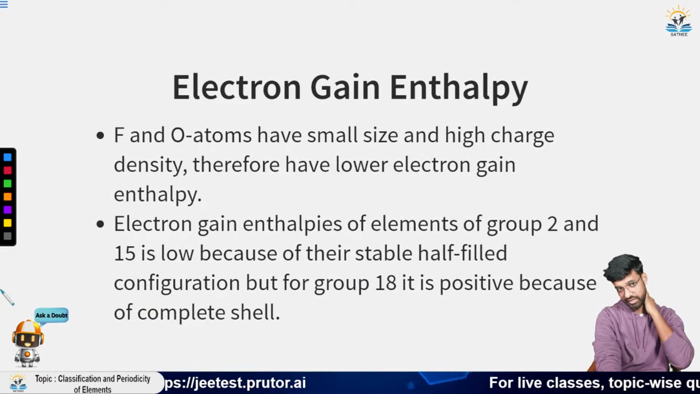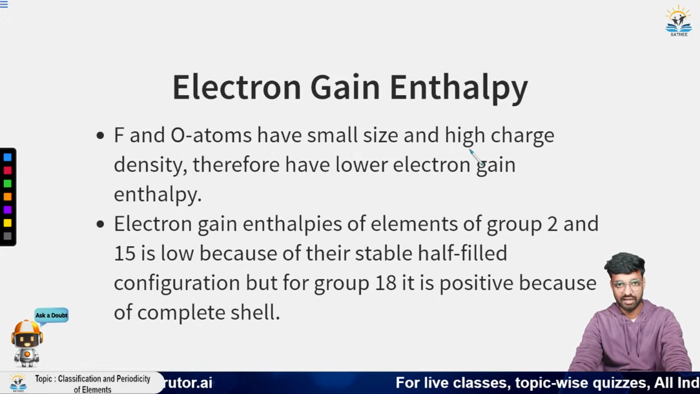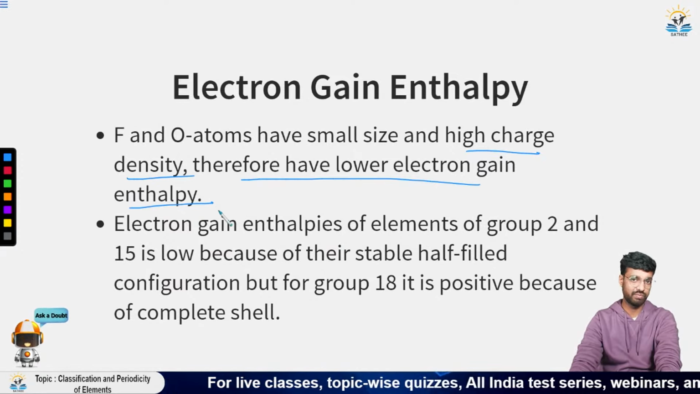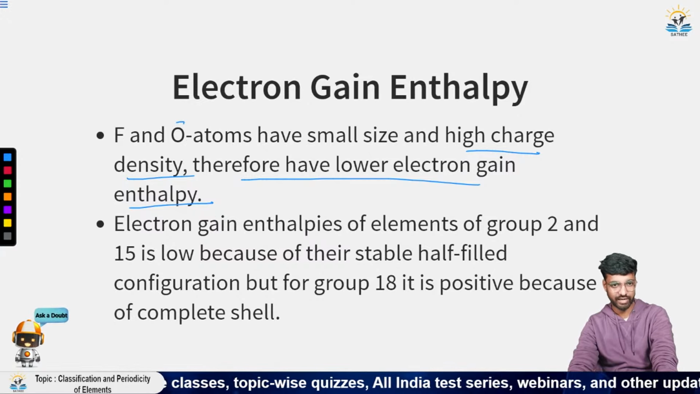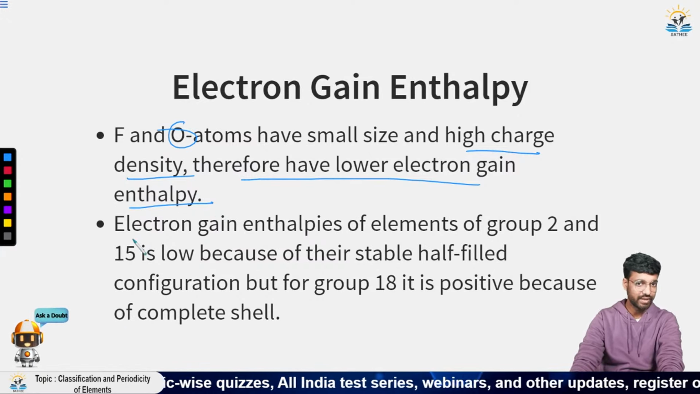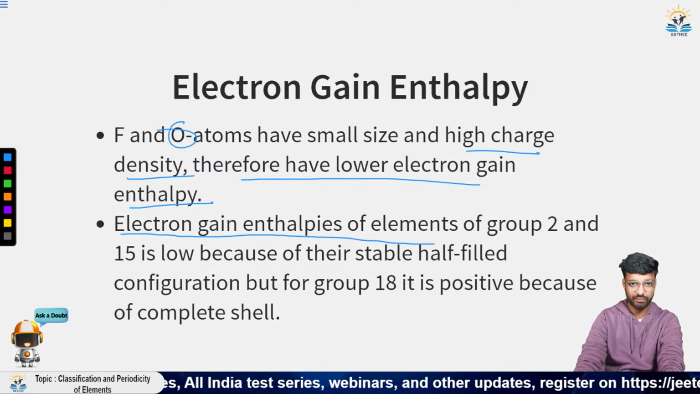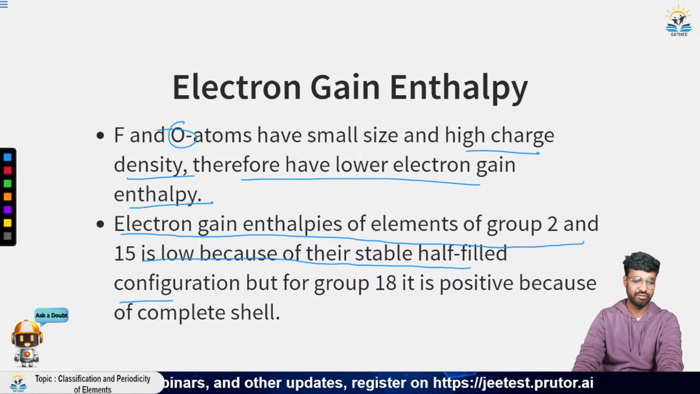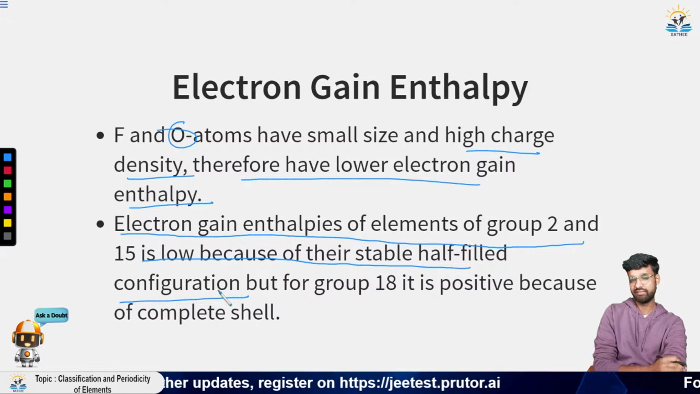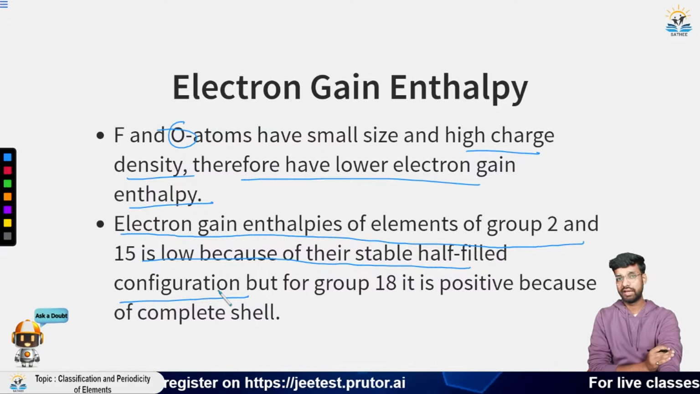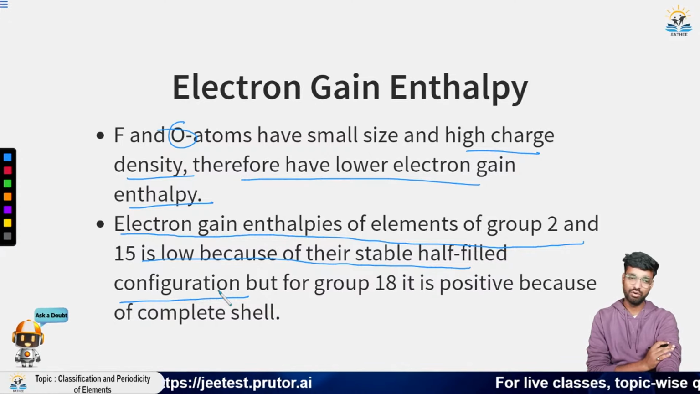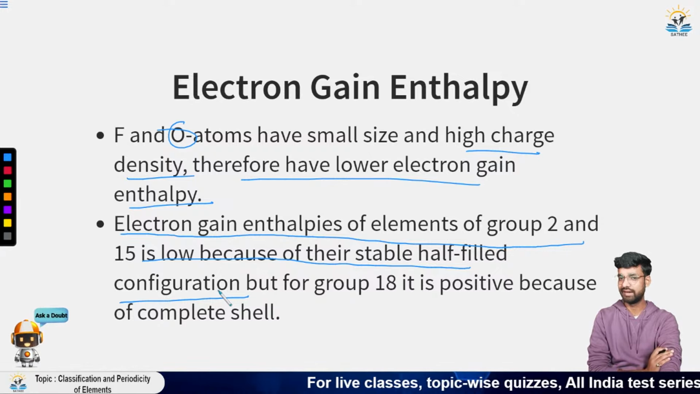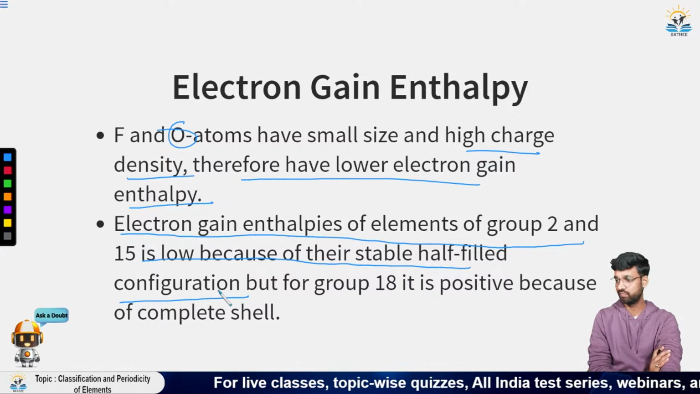Fluorine and oxygen atoms have small size and high charge density, therefore they have lower electron gain enthalpy. I said earlier, the same case goes for oxygen also. Now the electron gain enthalpy of group 2 and group 15 elements is low because of the stable half filled configuration. For the same reason we have higher ionization energy and low electron gain enthalpy. We know that half filled and full filled orbitals are more stable as compared to the others.